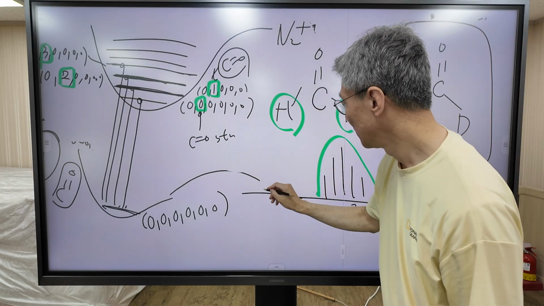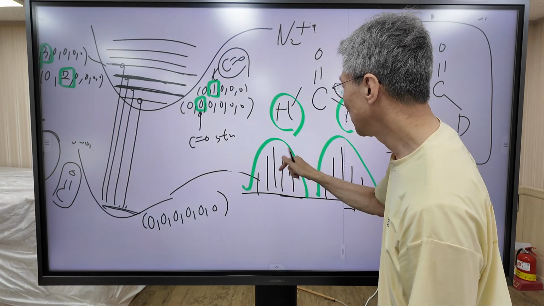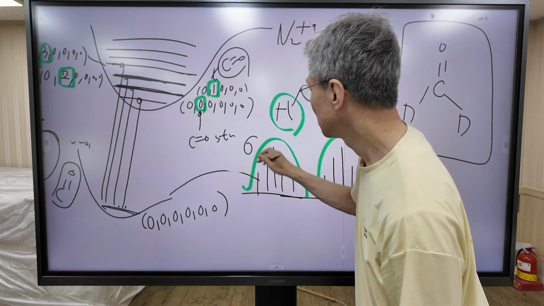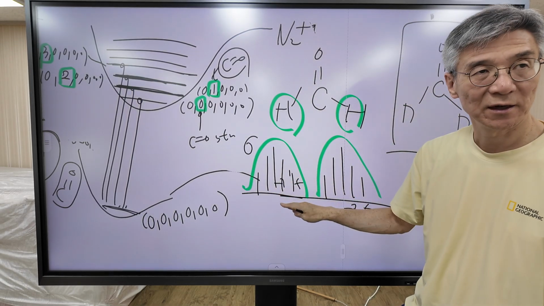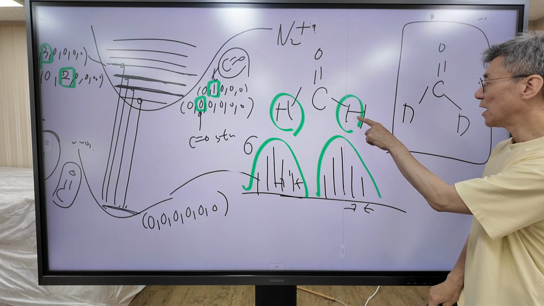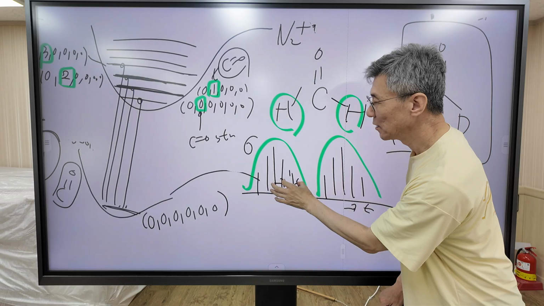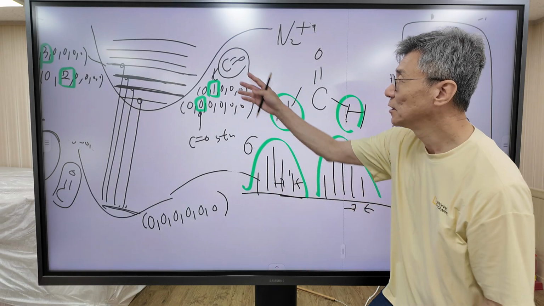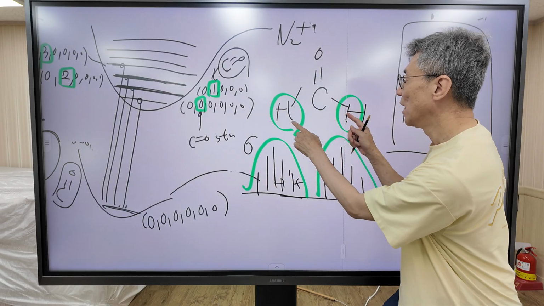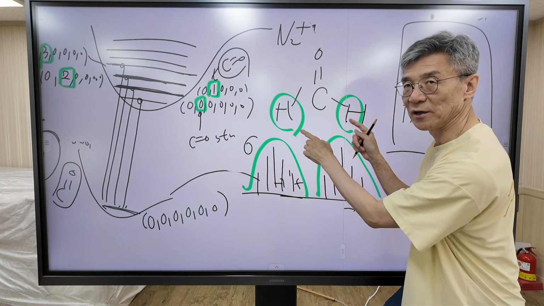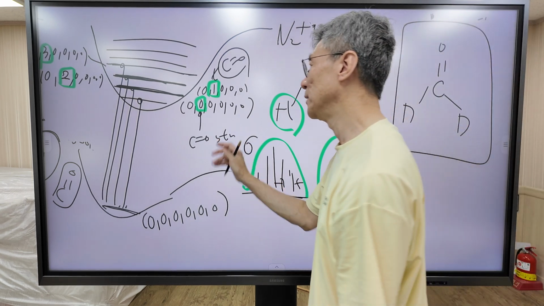But this band comes from sigma orbital. The vibrational spacing changes when hydrogen is replaced by deuterium. It means that this vibrational mode is not related to CO stretching. This vibrational mode involves hydrogen bending or hydrogen stretching. So this is the difference. So it is very, very complicated.